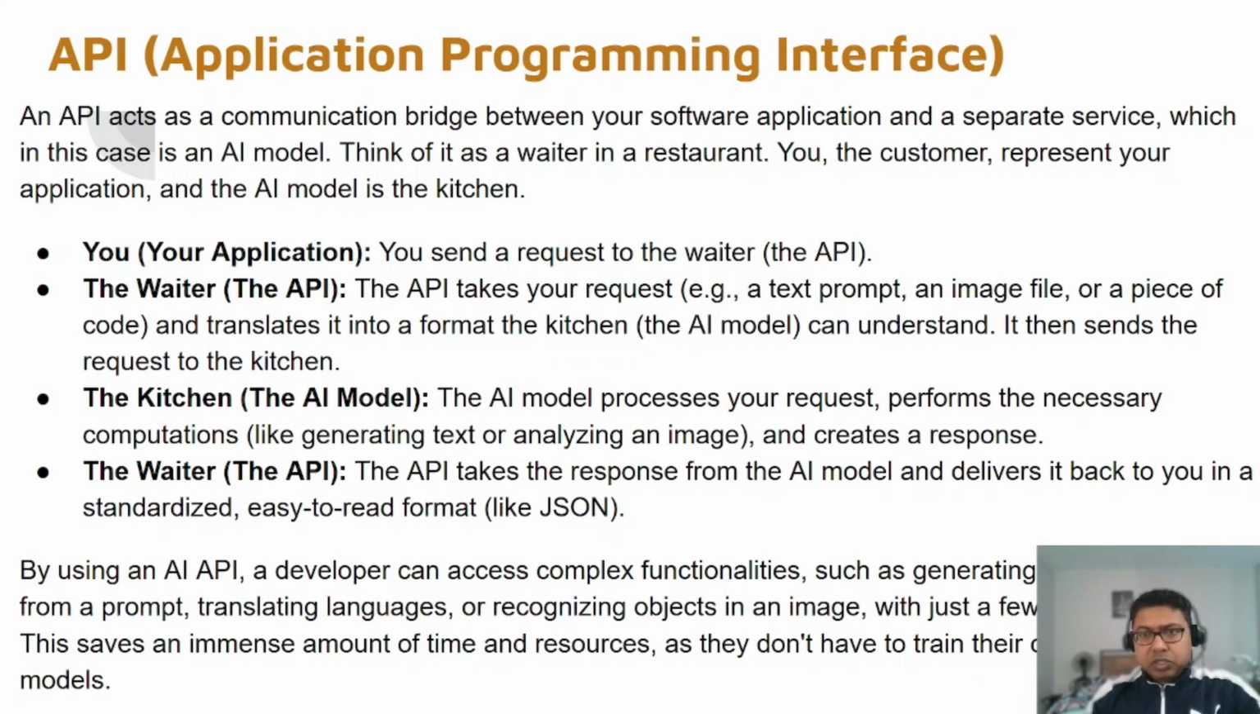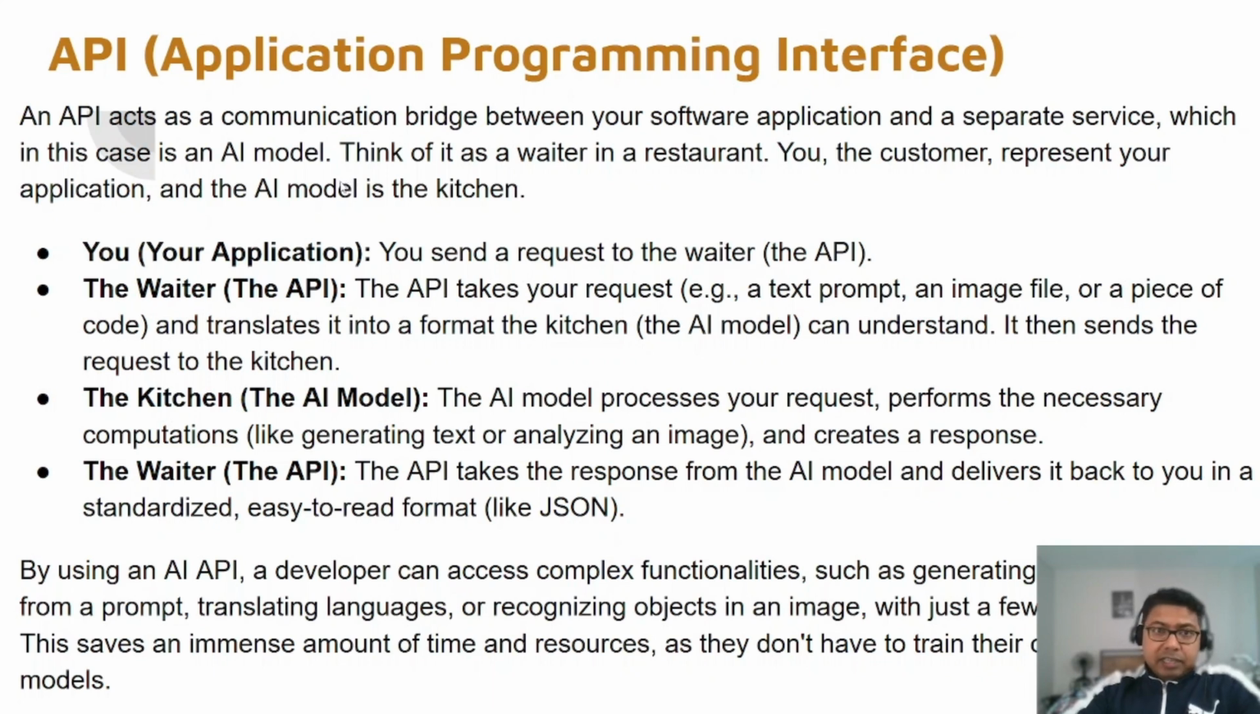So we have to use ChatGPT or any large language models or AI models programmatically. Now, how do we do that programmatically? We have to do it through an application programming interface. So let's learn what an application programming interface is. An API acts as a communication bridge between a software application and a separate service, which in this case is an AI model.